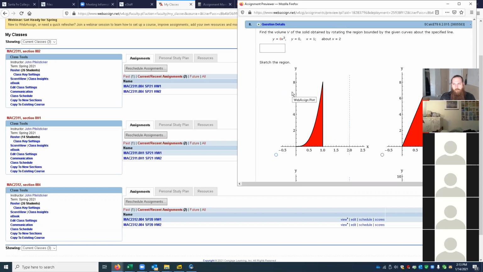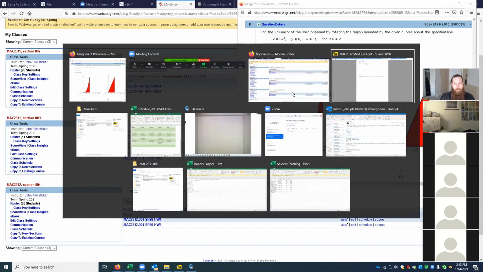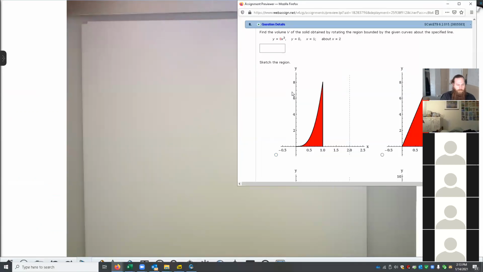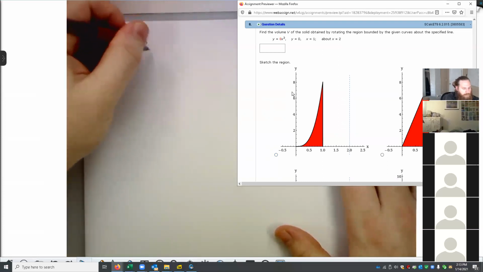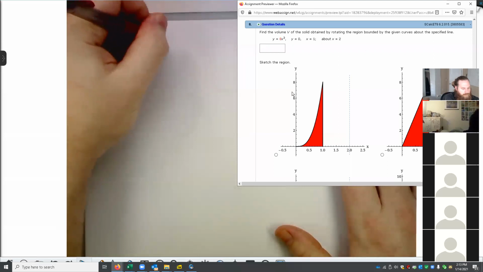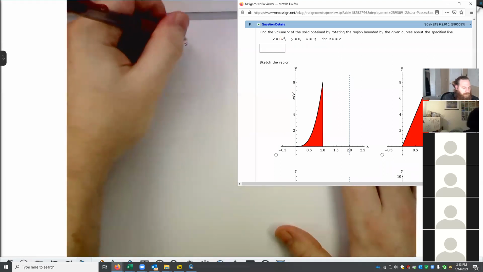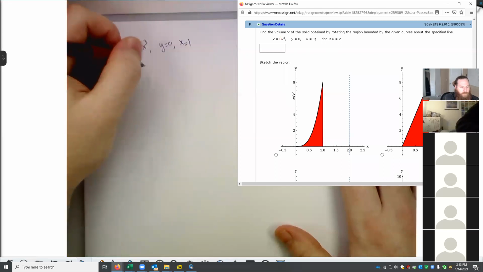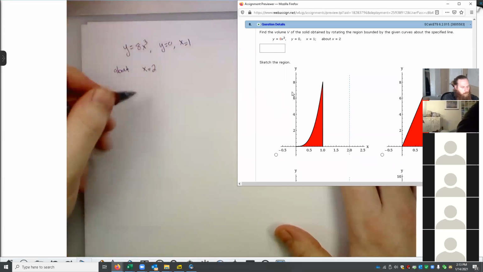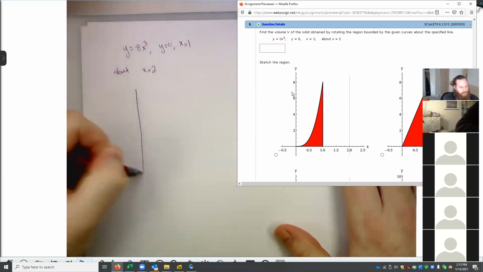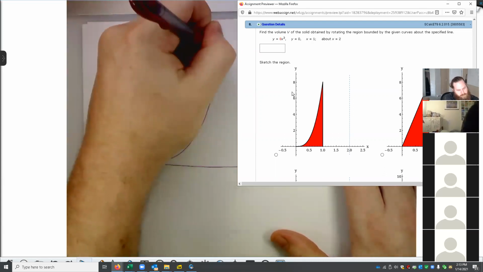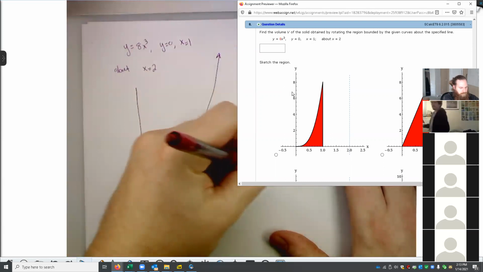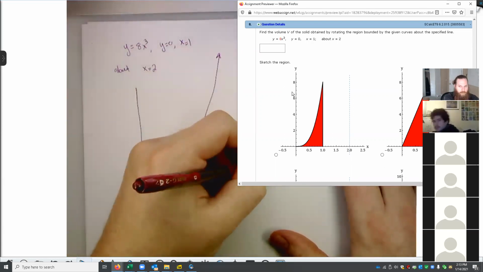So let's take a look at number 8. This is a 6.2 problem, so we want to be using the disk washer method. The boundary curves here are y equals 8x cubed, y equals 0, x equals 1, and we're rotating about the line x equals 2. 8x cubed is actually a really fast growing function as compared to a lot of others that we look at. We'll call this line right here x equals 2.